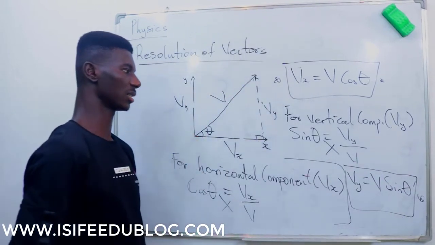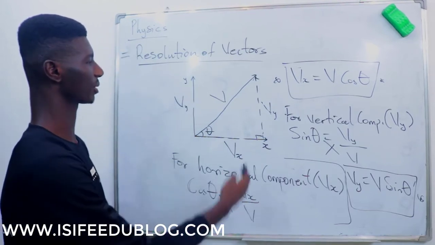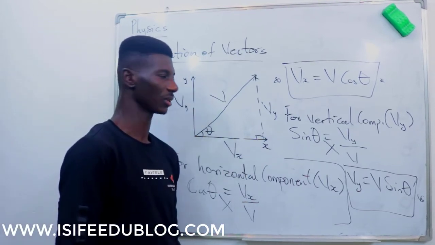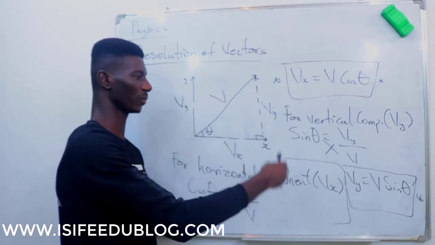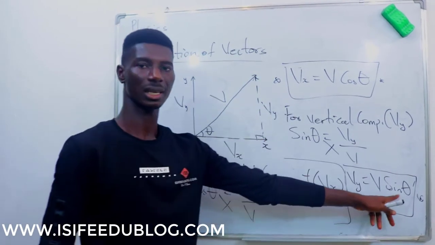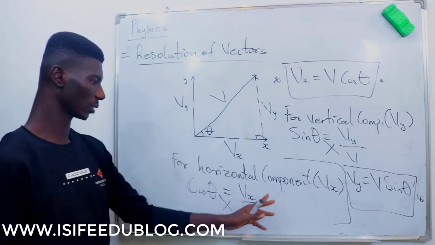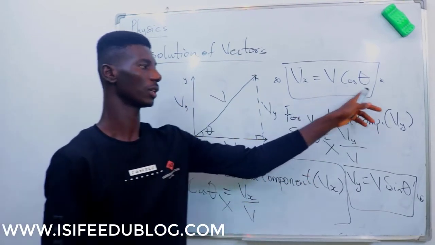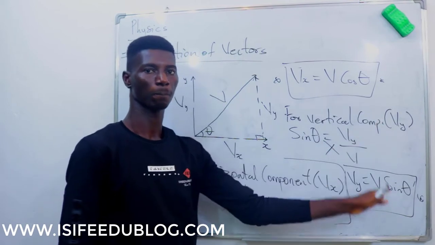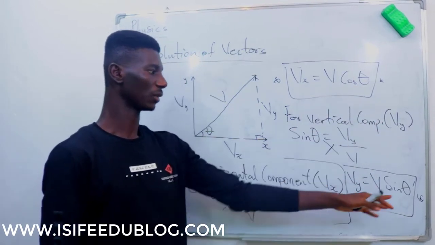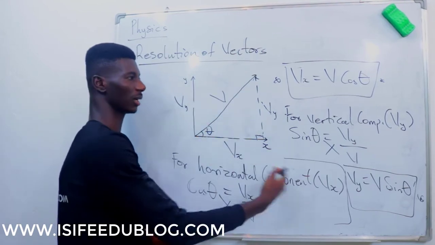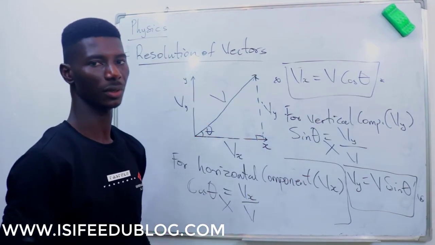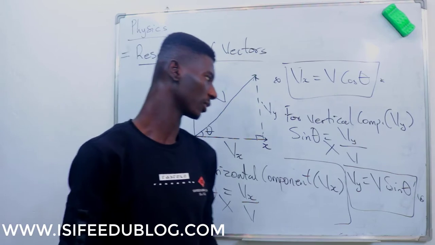So anytime you are asked to resolve vectors, the vertical force or vertical vector, you are resolving with V sine theta, while the horizontal vector, you are resolving with what? V cos theta. Always note this. Very important. If you cannot know this by heart, always remember how to derive this. So we are going to make use of this now in solving questions.